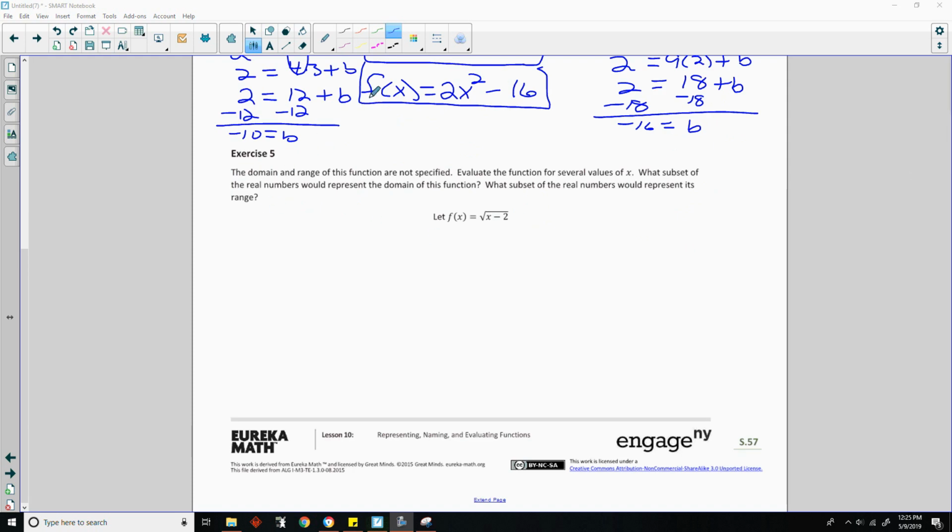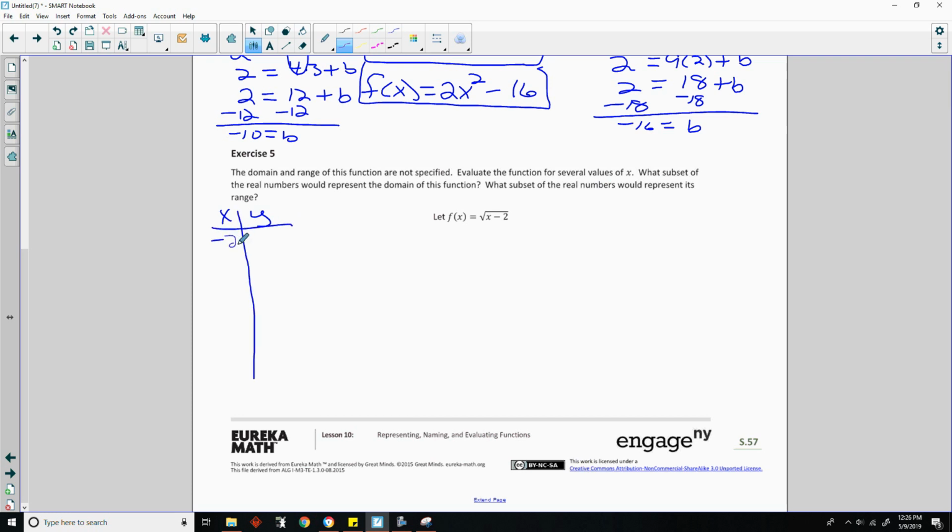All right, exercise 5 says the domain and range of this function are not specified. Evaluate the function for several values of x. What subset of the real numbers would represent the domain of this function? What subset of real numbers would represent its range? Okay, so I could start off with a table, x comma y, and just choose values.